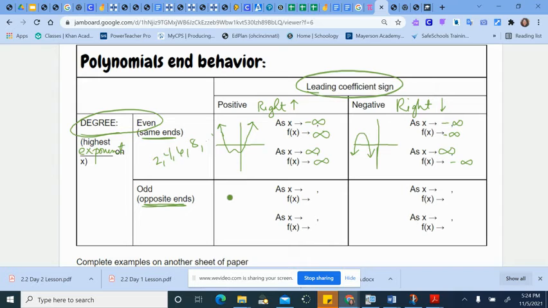Okay, now if it's odd, remember that means they're going in opposite directions, but the leading coefficient tells you what's happening on the right side. So on the right side, it's going up. I don't know what else is doing, but on the left side, it's not going up. So on the right side, it's going up. On the left side, it's going down.